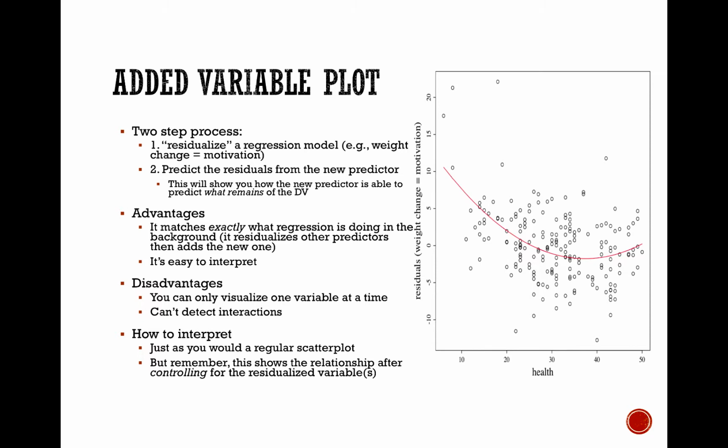Probably the bigger problem, I would say, is that you can't detect interactions. And you can't detect nonlinearity. Let me qualify that: you can't detect nonlinearity in motivation. So if you just residualize without visualizing weight change on motivation, then you wouldn't know if there was a nonlinear polynomial term associated with it or something like that. Basically, whatever you're residualizing on, it's going to assume that there are no other effects associated with that variable, which may not be the case.